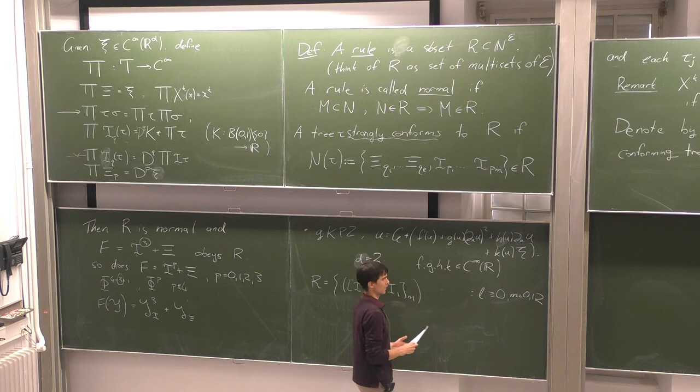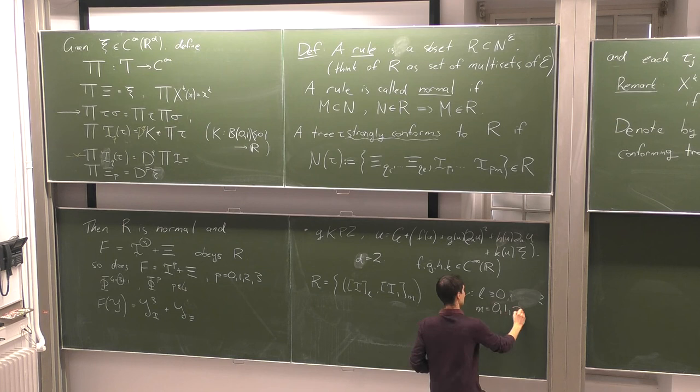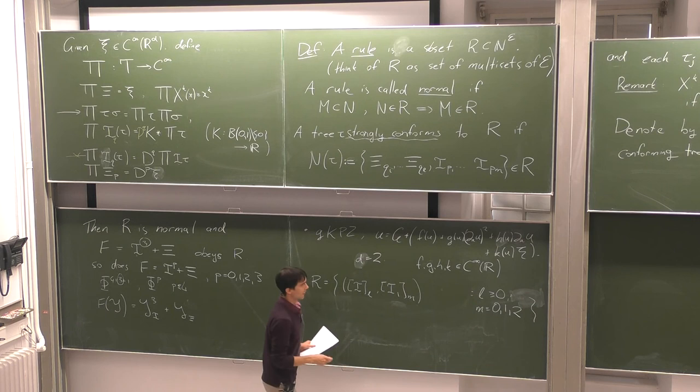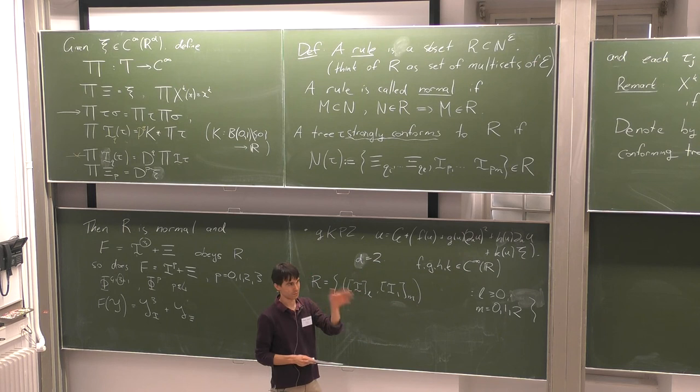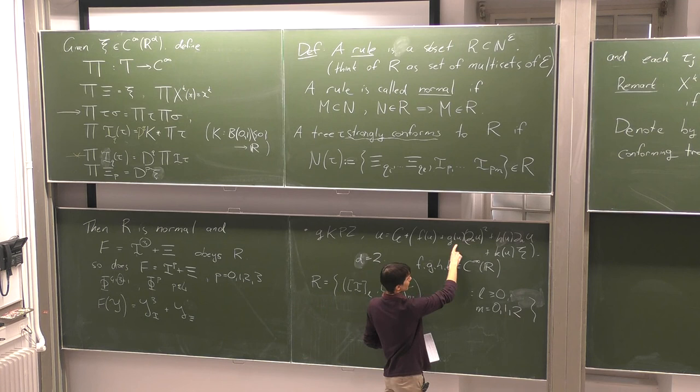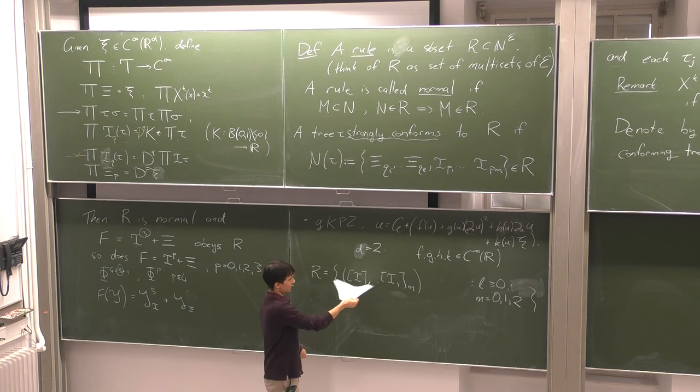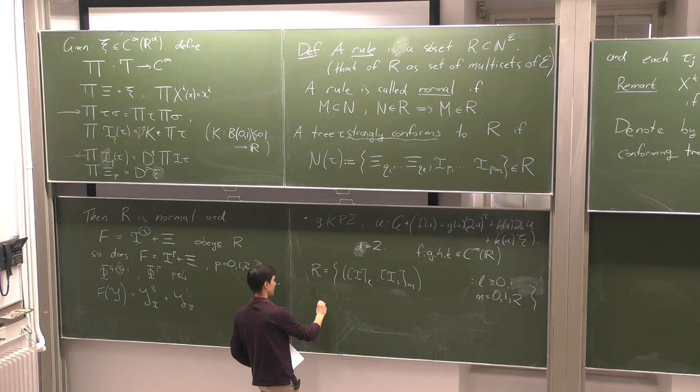Let me write this more clearly: M is equal to 0, 1, or 2. And I want to include this I of 1 here because I see a derivative with respect to x. I'm thinking of my spatial direction 1 in R2 as being the x direction. I want to include this because I see a product here with a derivative of u. Effectively, the trees that strongly conform to this rule have at most two edges which have an I1 attached to them, and then they have arbitrary many edges, all with I attached to them.